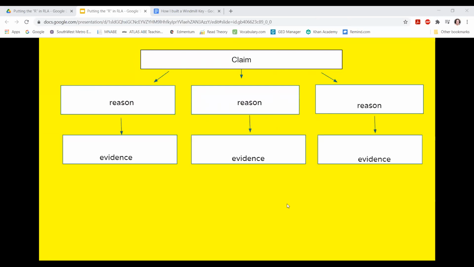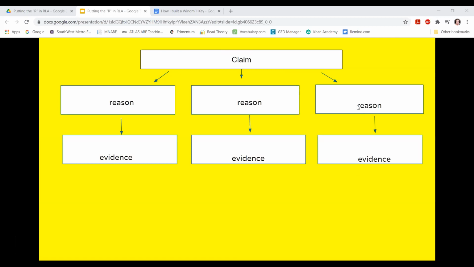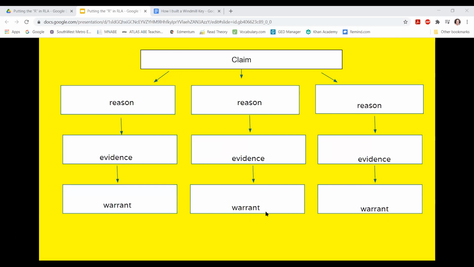Then you can move on to discussing, so what evidence is supporting that reason? And then the final step is they refer to it as the warrant, which the way I interpret that is, is the evidence strong or weak? An evaluation of the quality of the evidence, okay?